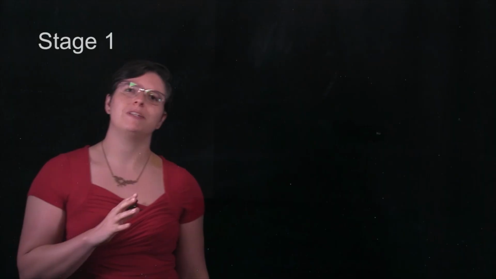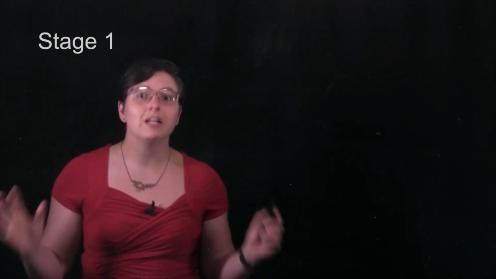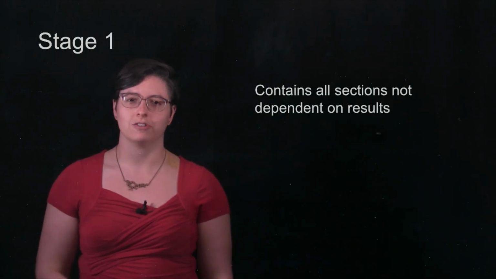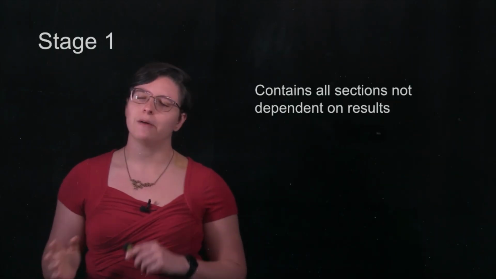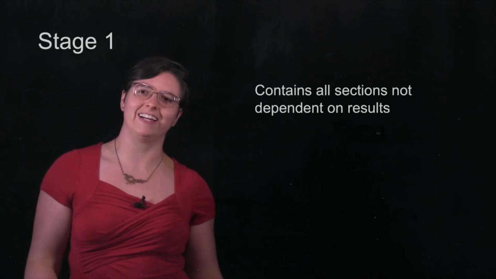The Stage 1 manuscript is the one I think most people feel kind of unsure about. What goes in this? It should contain as much of the final paper as is possible to write without actually knowing the results of the study. And this is what helps researchers avoid hypothesizing after results are known, or HARKing.